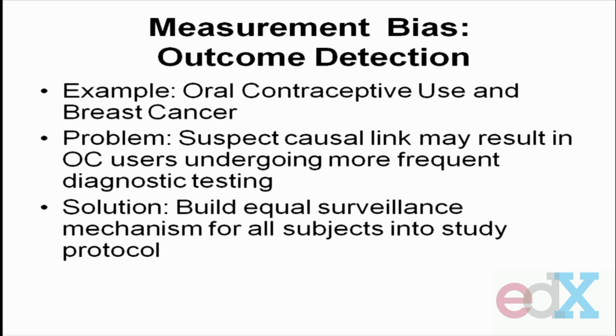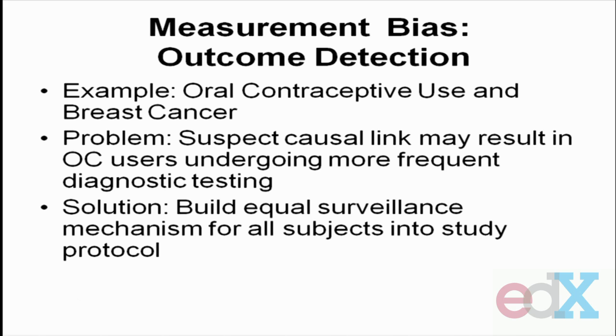Either way, the result is we measure an association that's the wrong value. It doesn't really reflect the true association between some risk factor and some outcome. And biases can happen in cohort studies like we've been talking about. And I want to talk about three potentials for bias in cohort studies. The first is a measurement bias.